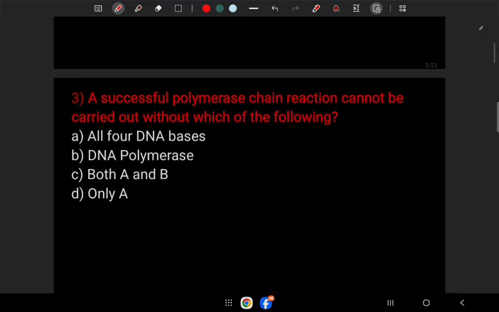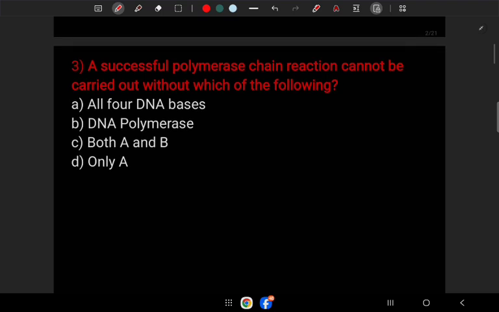Next question: a successful polymerase chain reaction or PCR cannot be carried out without which of the following? A, all four DNA bases, that is adenine, guanine, cytosine and thymine. B, DNA polymerase. C, both A and B, and D, only A. The PCR reaction requires nitrogen bases and also the enzyme Taq polymerase. Taq DNA polymerase is a thermostable polymerase isolated from Thermus aquaticus bacteria. So the correct option is option C.